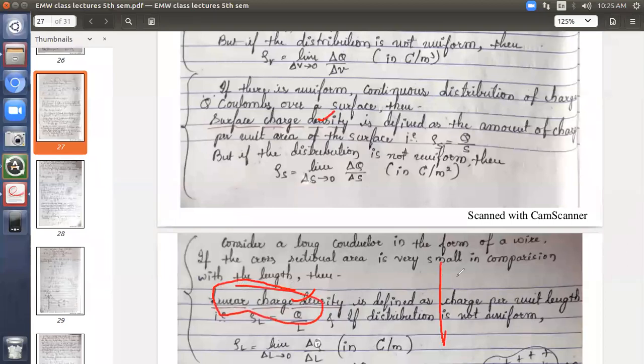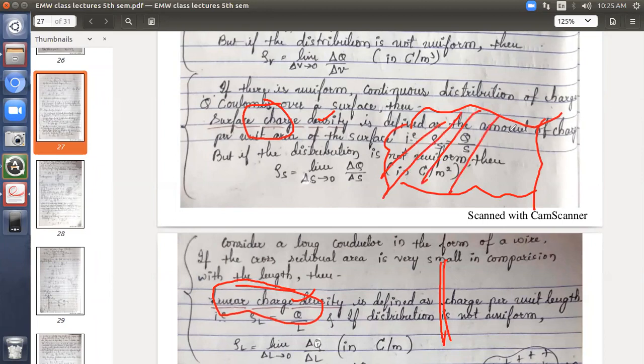For this, a long wire will be considered. Similarly, for surface charge, a long sheet, some sheet is considered. Only the surface we are interested in, not the volume, with the surface charge density rho S. Here, as we are considering a long wire, the linear charge density will be rho L.